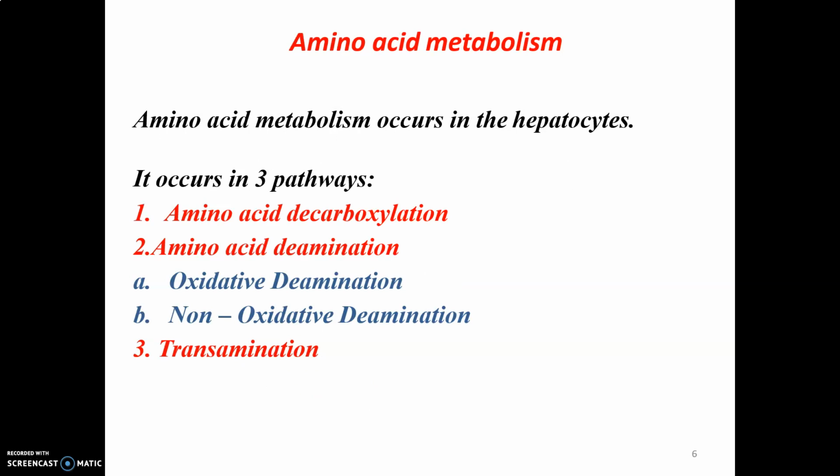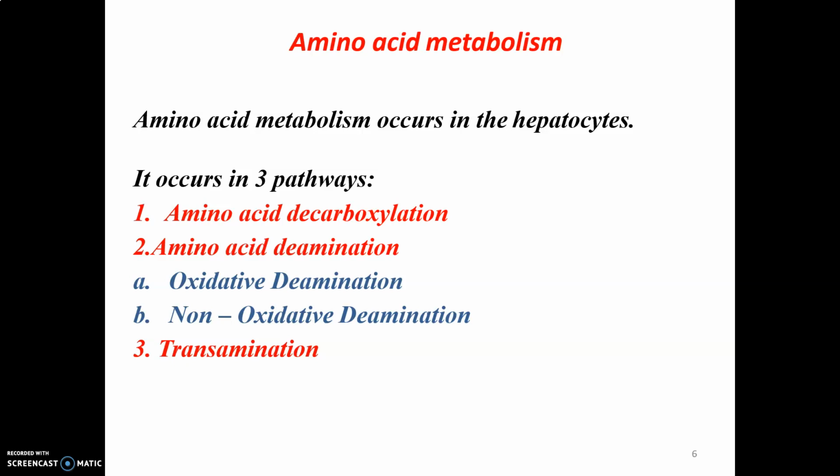This amino acid metabolism takes place in three pathways. So you should know each of these pathways along with an example. That is amino acid decarboxylation, amino acid deamination, in that you have oxidative deamination and non-oxidative deamination, and transamination. So we learn one by one what are these: transamination, decarboxylation and then deamination.